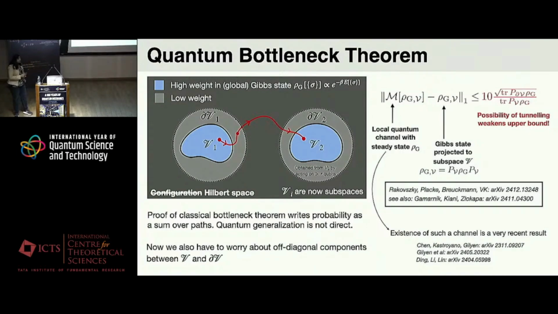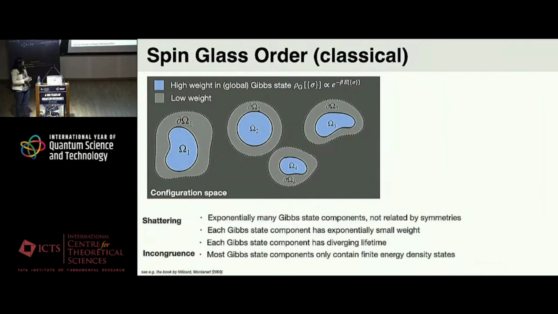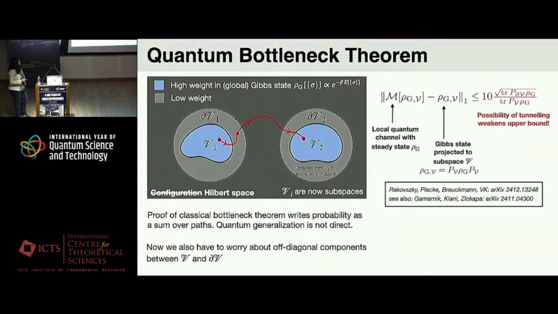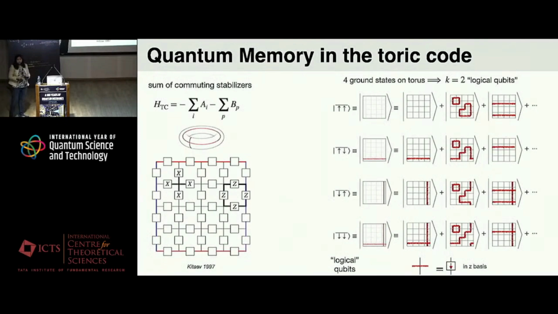Now I want to say what it would mean for these states to have quantum memory. Remember in the classical context, there's this classical probability vector which is telling you how much weight you have in these different components, and that's your encoded classical information. How much weight do you have in these different wells? So what does that mean in the quantum context?